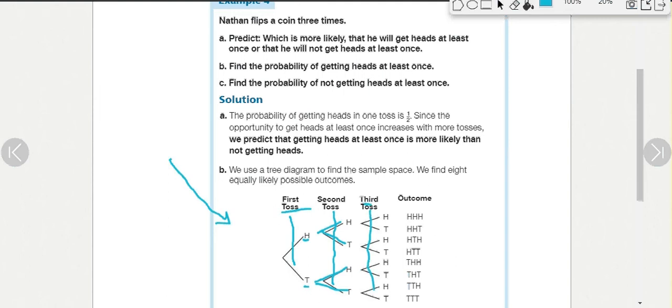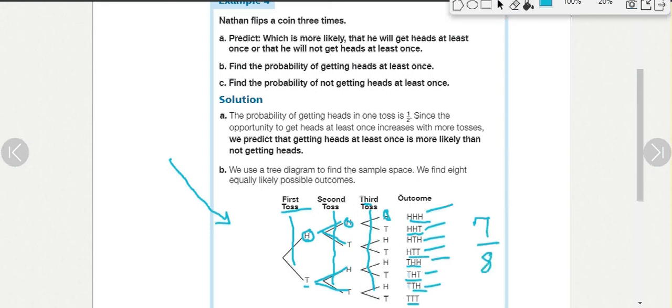And you just count up. How many do I have? I've got the heads, heads, heads route. I've got the heads, heads, tails, heads, tails, heads. And this is even showing the order. If the order doesn't matter, that makes it even more likely you get something. Which is more likely, we get heads at least once, or that we will not get heads at least once? Well, this one is 1, 2, 3, 4, 5, 6, 7 out of 8 ways this can go.